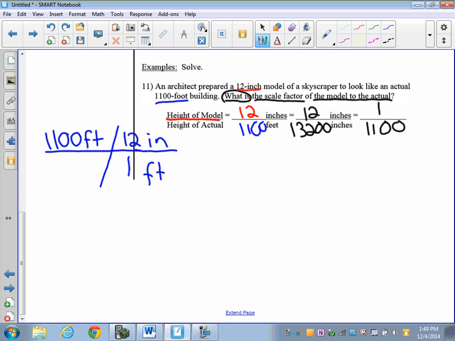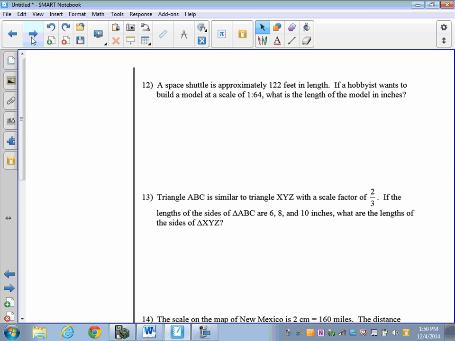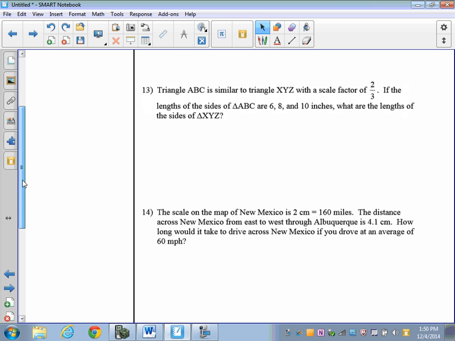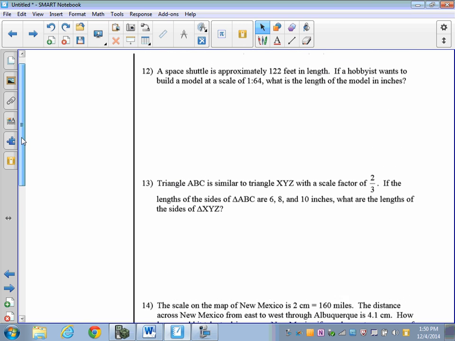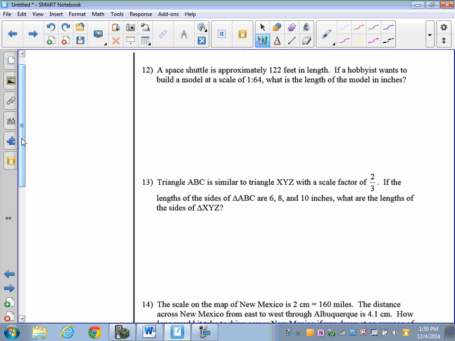Which makes sense because we started with 12 in the numerator and we're just dividing by 12. Let's go on to the third page. We're going to do numbers 13 and 14. You should try number 12 on your own.